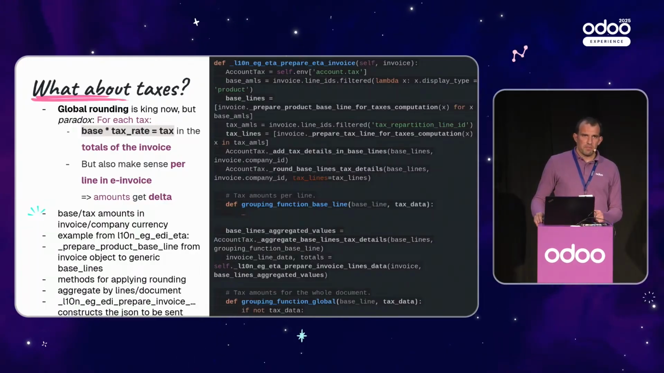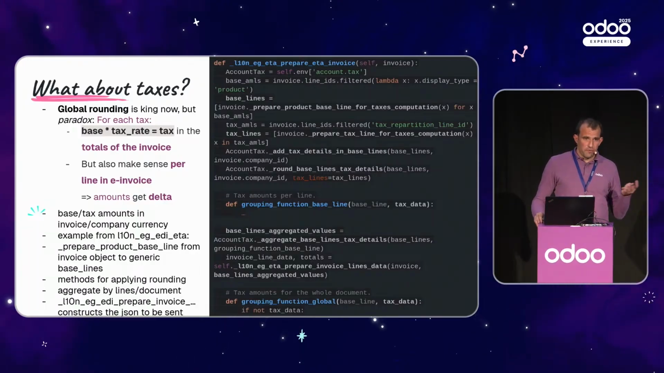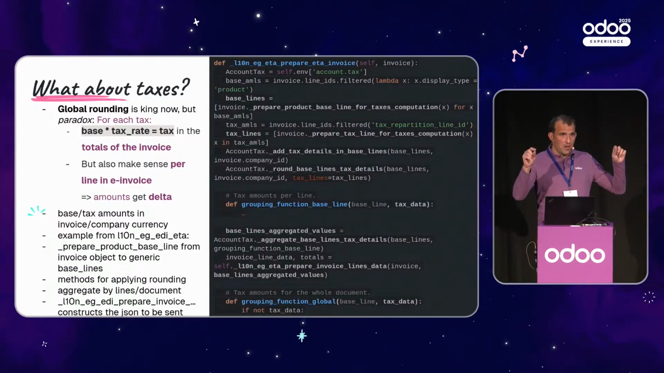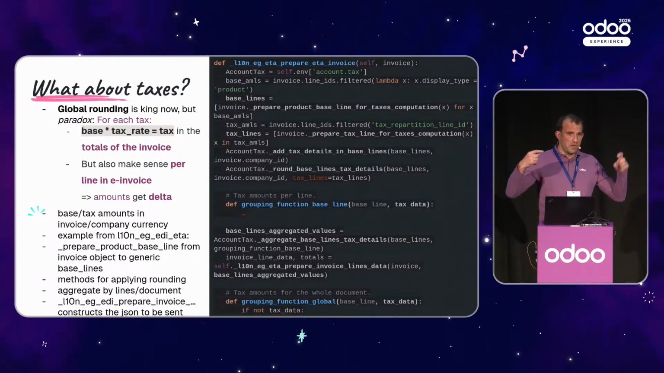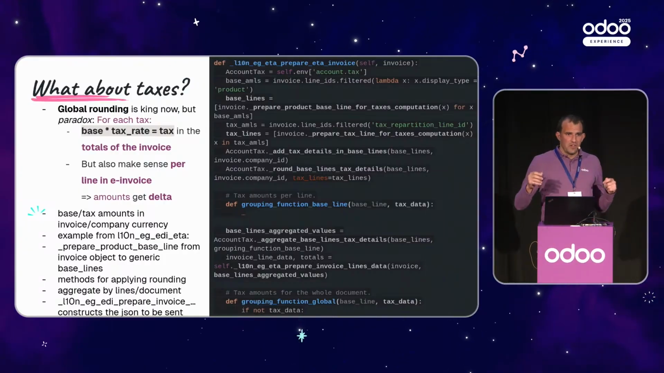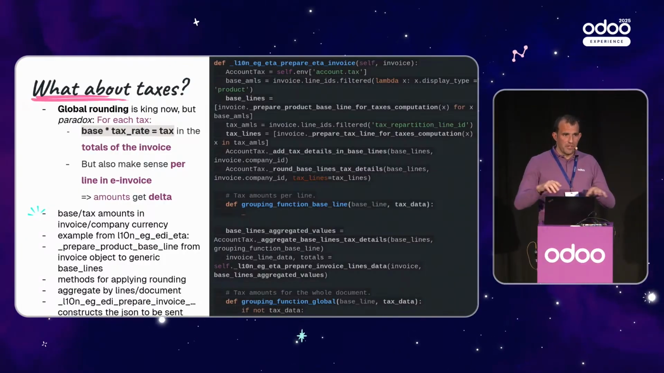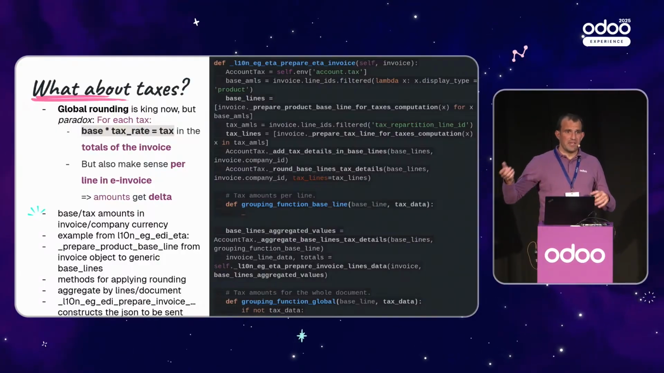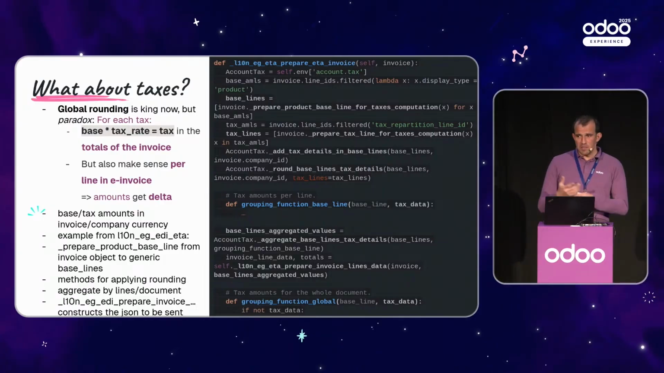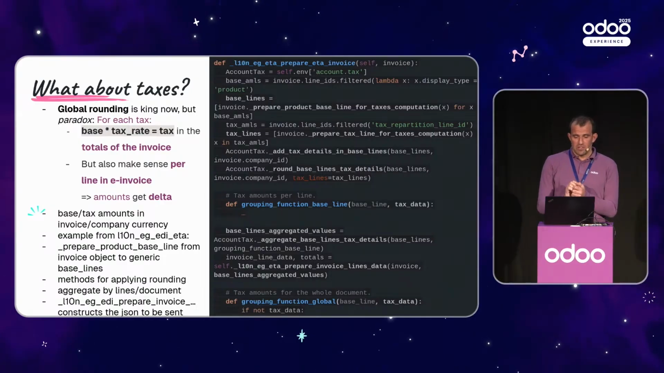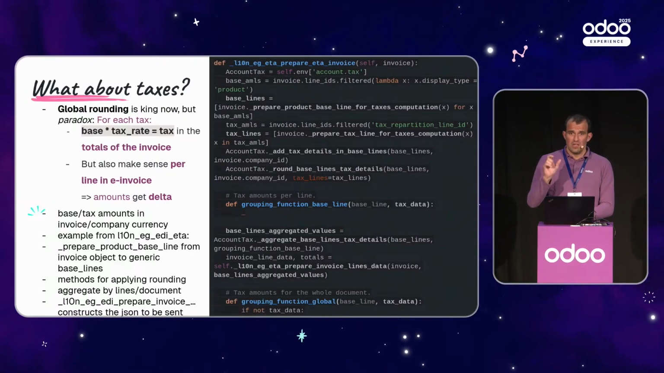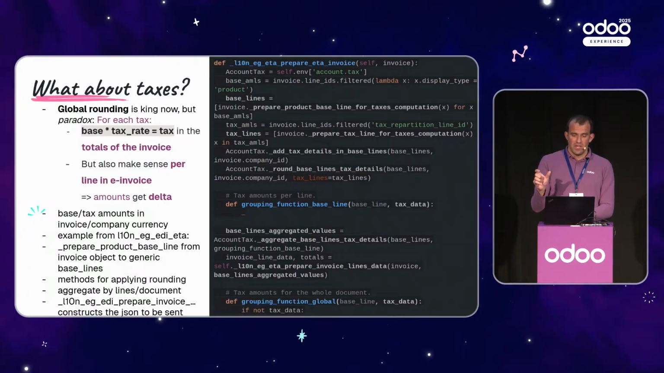What we had before is that often people used round per line, so per line the tax amount would be rounded. Here not. What we want in global rounding is that we sum up all the base amounts per tax, we apply the tax rate, and we only round everything in the very end. This is a bit contradictory because a lot of electronic invoicings still want the amounts per line.